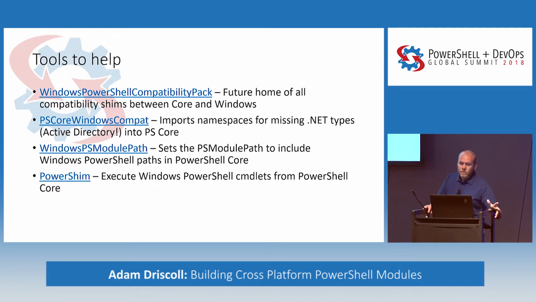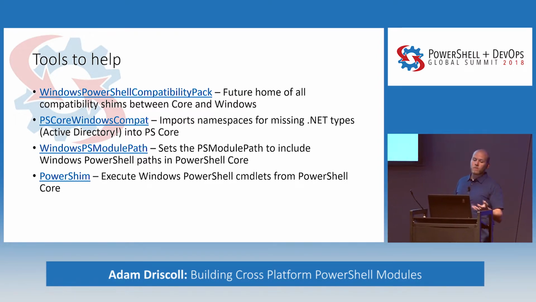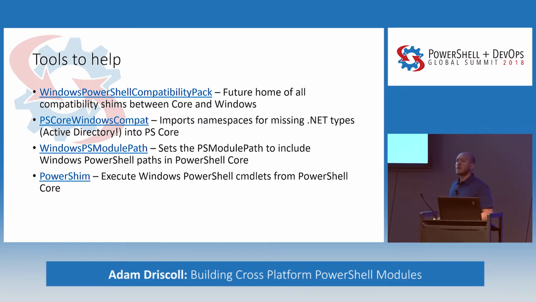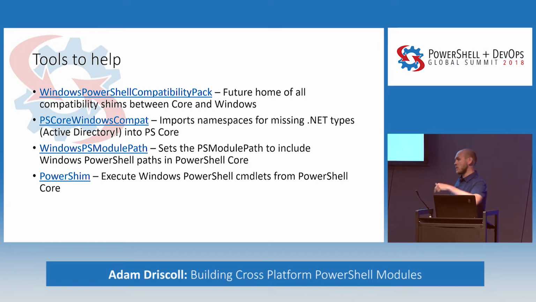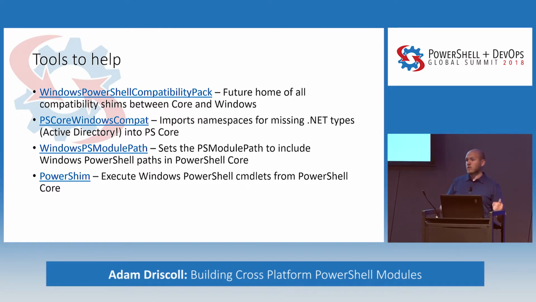Then there's the PSCore Windows Compat module. That's a community contribution that's up in the PowerShell Gallery. What that does is it brings in some .NET types that you would expect to be in PowerShell that aren't there by default in PowerShell Core. So when you import it, all it really does is load up a bunch of assemblies that you didn't have access to automatically, like the Active Directory assemblies. And then there's the Windows PSModulePath module up in the gallery. That one adds the Windows PowerShell paths to PowerShell Core so that you can actually find modules that are installed into the Windows PowerShell directories.